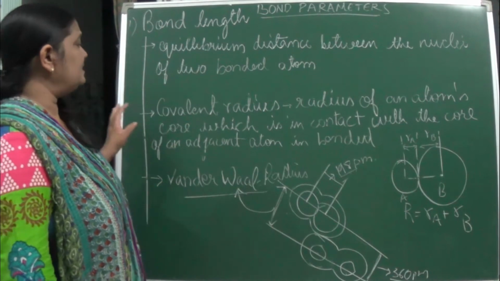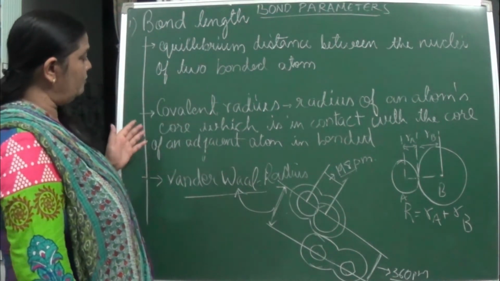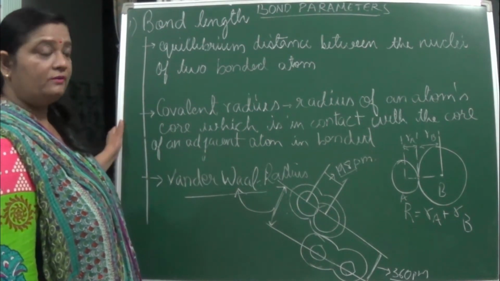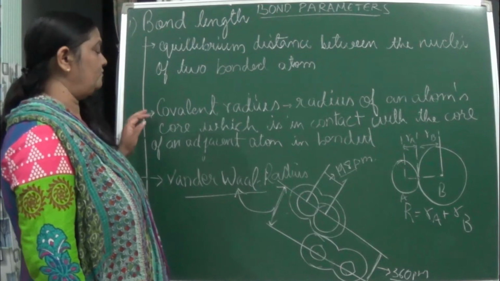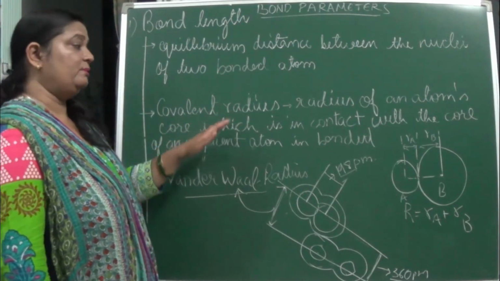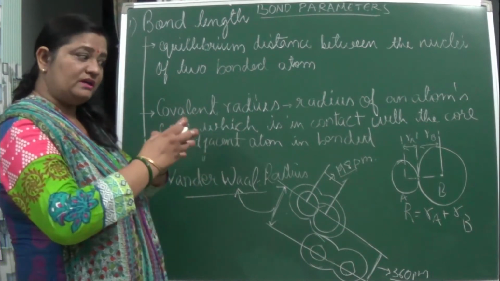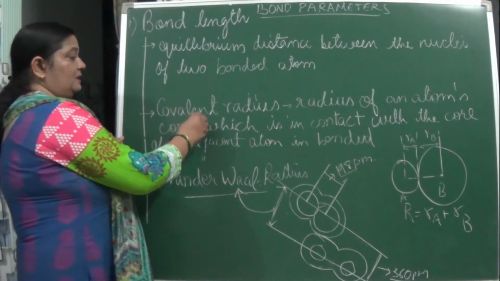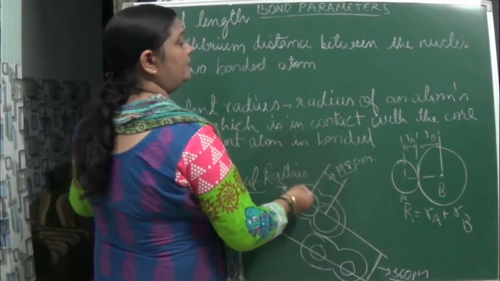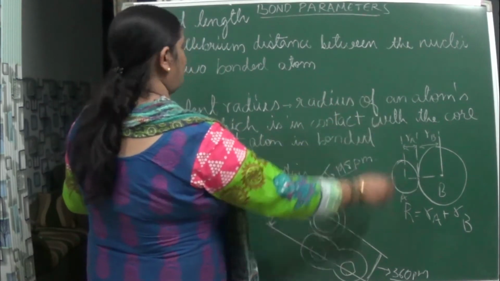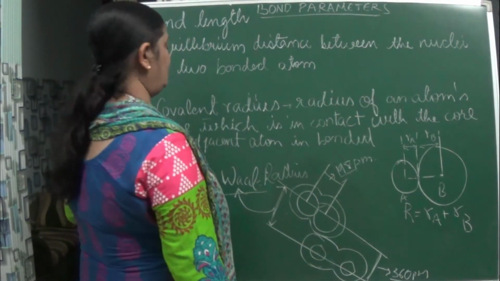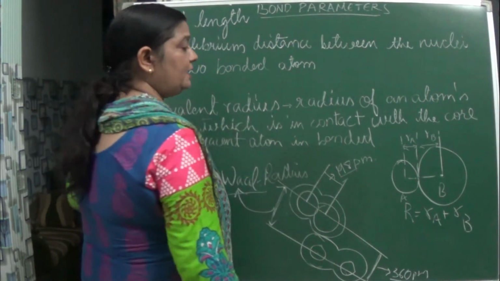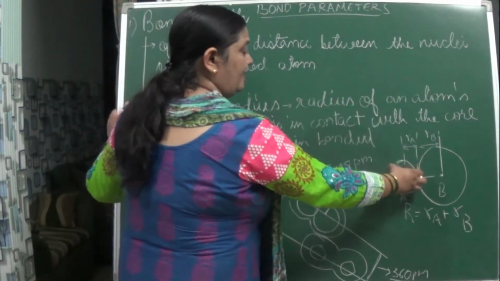Bond length. Basically, we are studying bond length in terms of covalent radius and van der Waals radius. These two terms are familiar to you from chapter 3, which I have taught, periodic classification of elements. So covalent radius, do you remember what it is? It is half the internuclear distance between the bonded atoms. Here, if I am describing it, it is the radius of an atom's core which is in contact with the core of the adjacent atom, which is bonded.